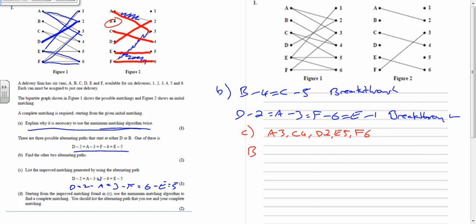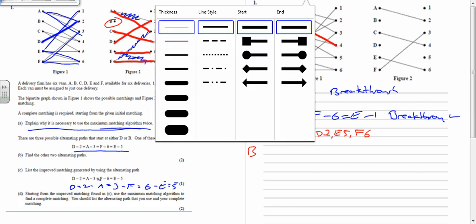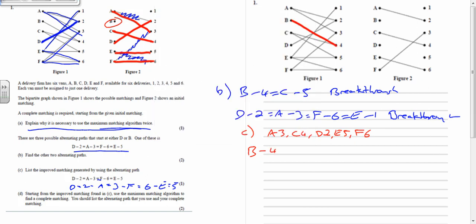So what we can do, we go back to this here, so B will go to 4. Now if we have a look at our improved matching, let's match up to C, which can go to 5. And looking at our improved matching, that goes back to E. And we've got to get up to 1, so that can go up to 1. So we say breakthrough.